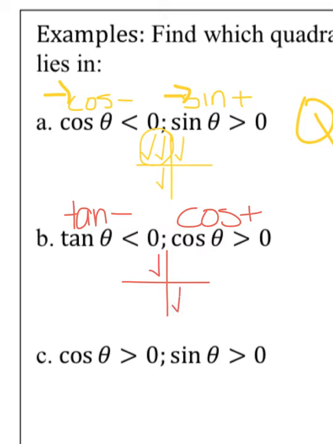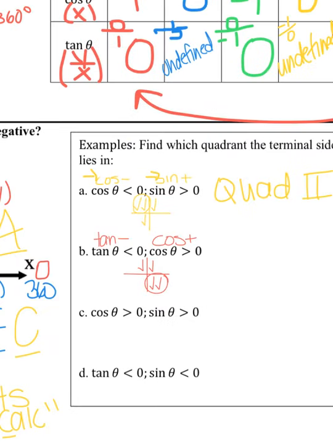Then the second part, cosine of theta is positive. In quadrant 1, they're all positive. In quadrant 2, only sine, which means no cosine. In quadrant 3, only tangent, so no cosine. And in quadrant 4, only cosine's positive. Quadrant 4 is your answer.